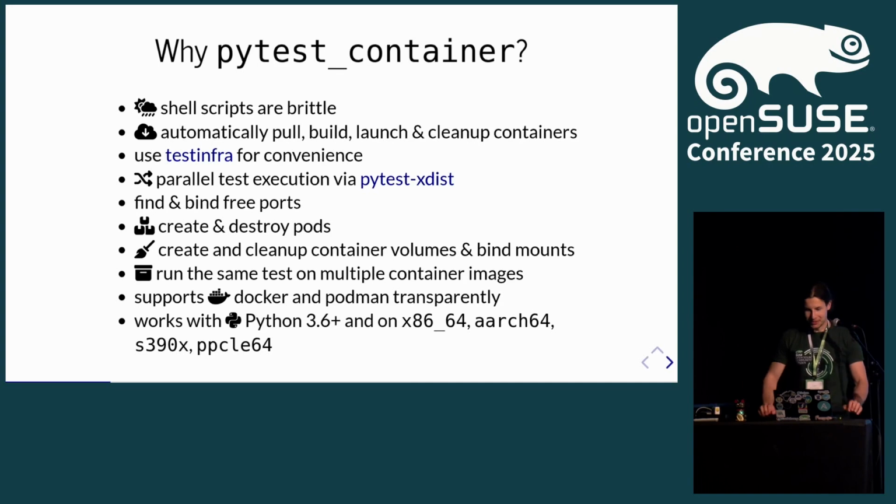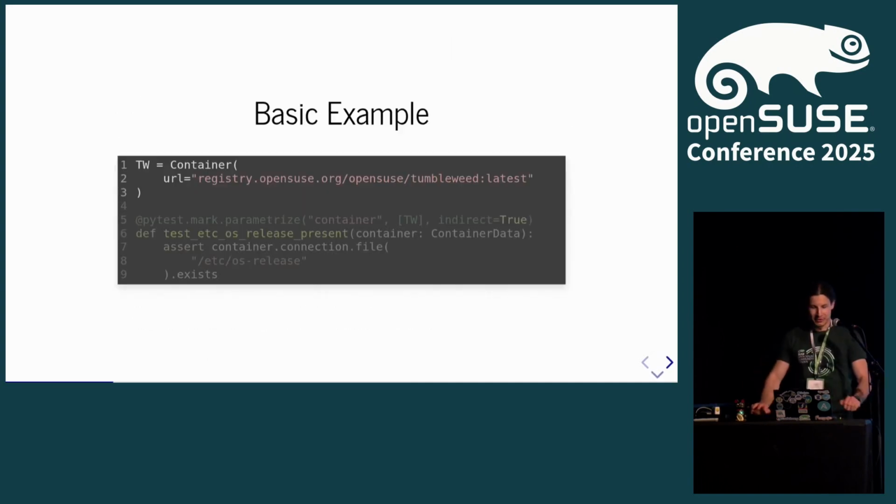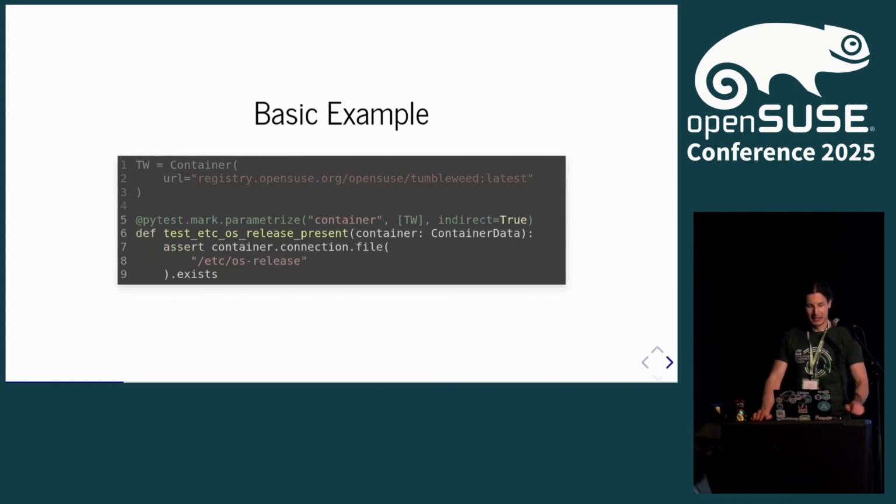Okay, so how does this look in practice? Just a little bit of Python code. Let's say you want to test the Tumbleweed image, so you define yourself a container. I hope you can read that. You give it a URL, and then you plug that thing into a pytest test function, and in this case we just test, okay, is /etc/os-release there? Not the most useful test, but it's pretty much the simplest test you could do. Looks simple enough. You would run pytest, and it would pull down the image, launch the container, run your test, and then destroy everything afterwards.